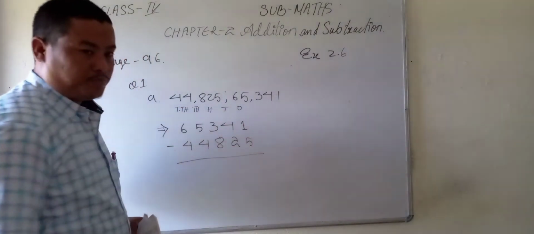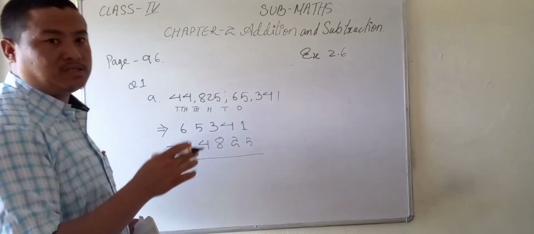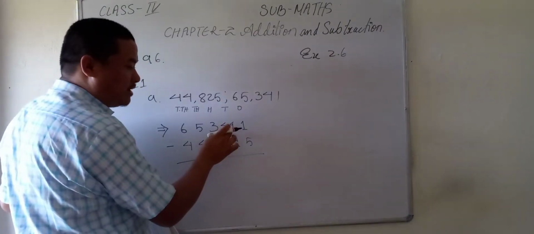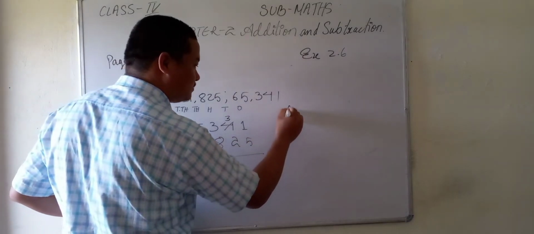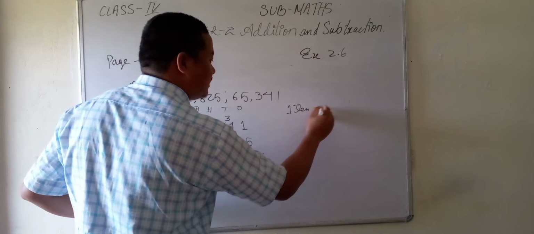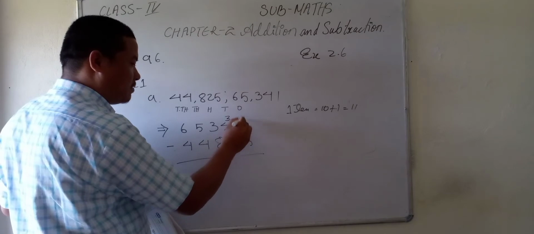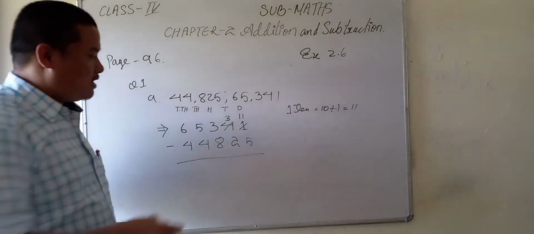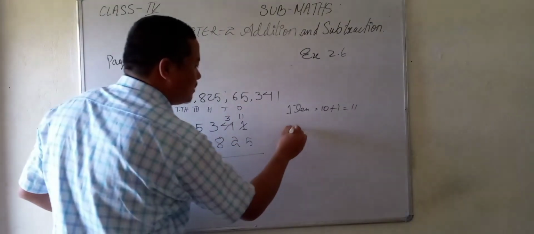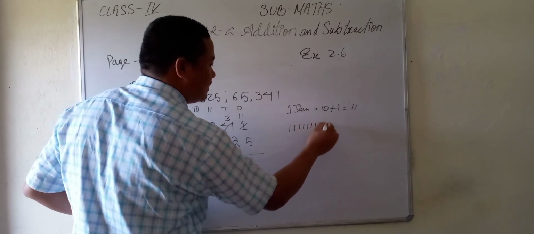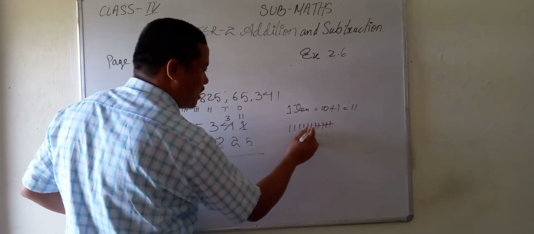1 minus 5. 1 minus 5 is not possible, so we'll take 110 from 4. 110 means 10. When we take 110 from 4, 4 becomes 3 and this 1 becomes 11. How? 110 means 10. So 10 plus 1, 11. So this 1 becomes 11. Okay. From 11 you minus 5. When you take out 5 from 11, suppose 1, 2, 3, 4, 5, 6, 7, 8, 9, 10, 11. You take out 5. 1, 2, 3, 4, 5. How much remains? 6.